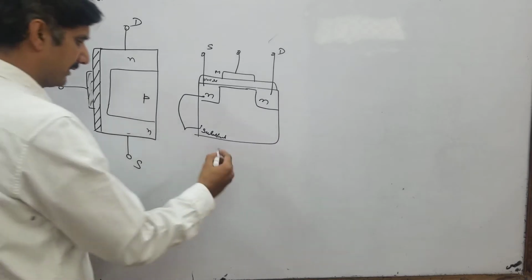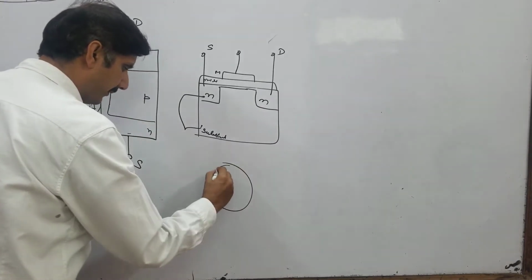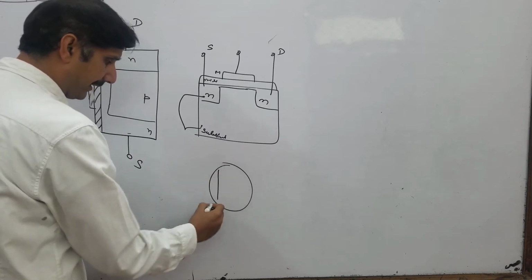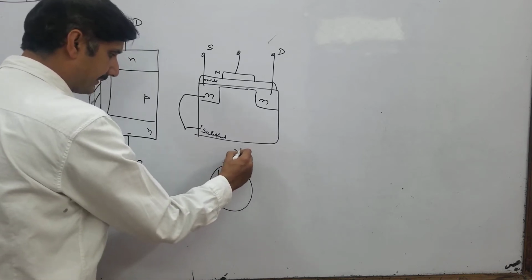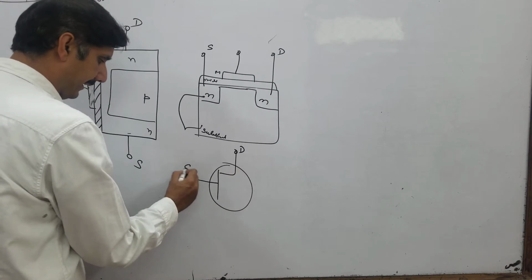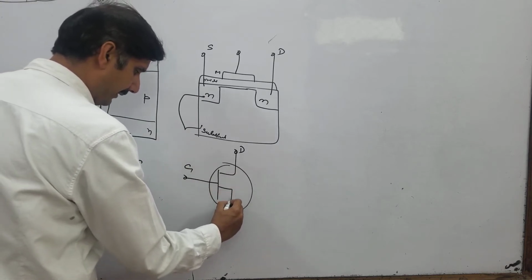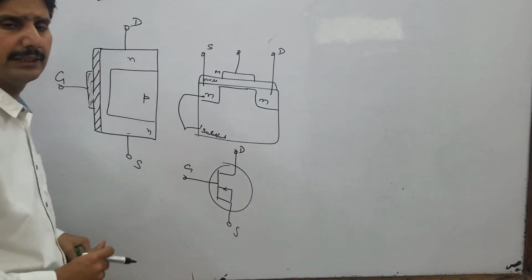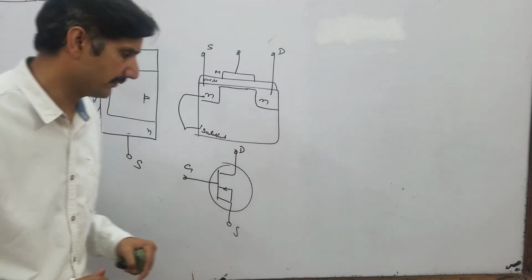And you have got symbols for this. You have got symbols like this. This is the drain, this is the gate, and the substrate and source are combined together. The arrow is showing that it's an n-channel MOSFET.